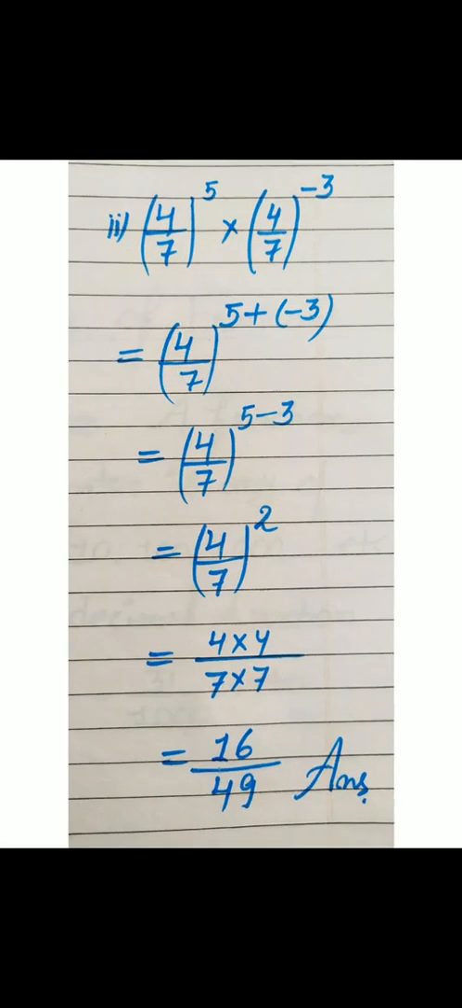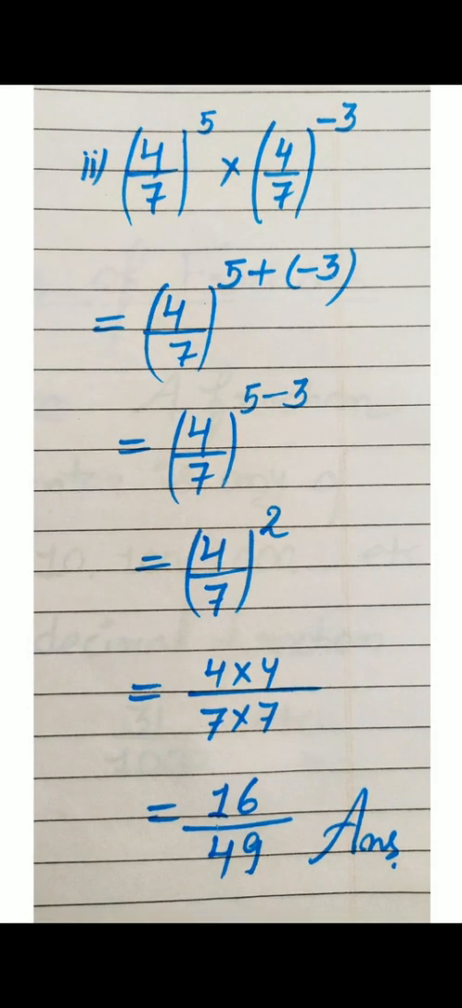Now based on the same rule, here is one more question. In this, as you are seeing, it is (4 upon 7) to the power 5 into (4 upon 7) to the power minus 3. Now as you are seeing here, both numbers have the same base, but the powers have different signs. 5 is positive but 3 is negative. Then how will we solve this?